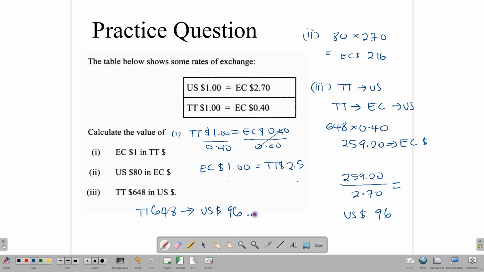And that is the end of our questions. I hope it would have given you some insight as to how to go about answering these kind of questions on your CXC exam. Hopefully when you see them, you'll be able to manage them.